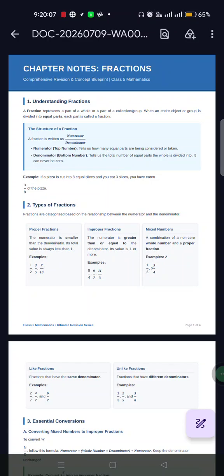Today we are starting our new chapter, fractions, which is in your half yearly examinations. So today, first of all, we will start from its definition. You need to know its definition also.